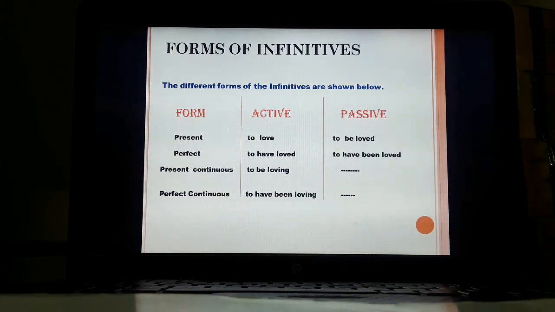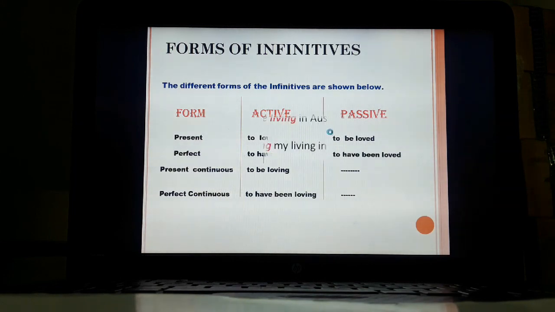in the active form. Now passive. In case of passive, we can see for the simple present we use to plus be plus loved, the third form of the verb loved. And in the case of perfect, to plus have plus been plus loved. Again the third form of the verb, because it is the case of the passive.